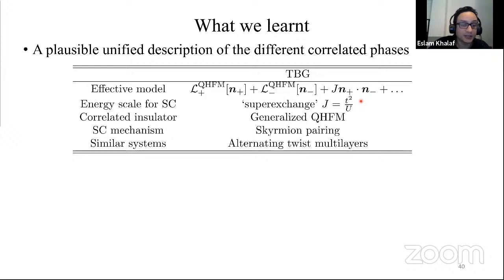The third question was about the nature of correlated insulators. What I showed you is that rather than being something that can be understood in terms of local moments in real space, it's really some generalized quantum Hall ferromagnets. For the superconducting mechanism, I proposed this skyrmion pairing mechanism. And finally, for similar systems, I've shown that at least these alternating twist multilayers present some generalizations of this system.